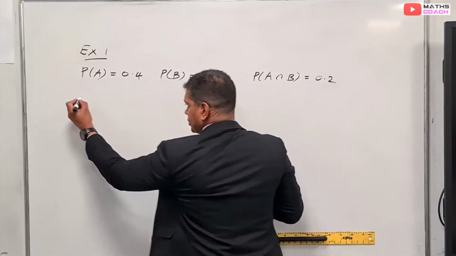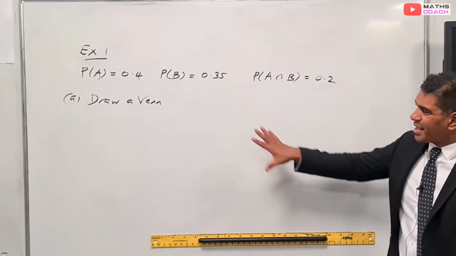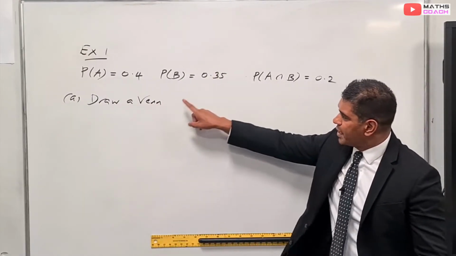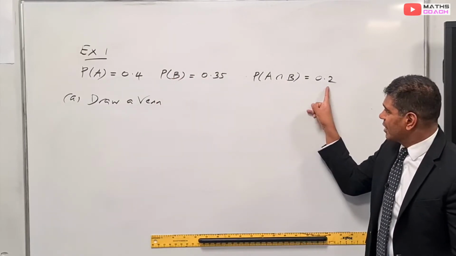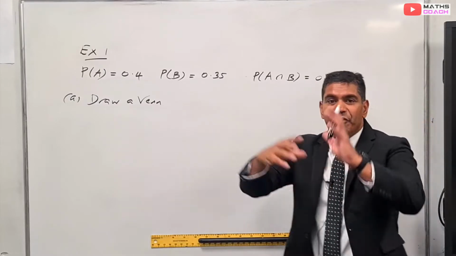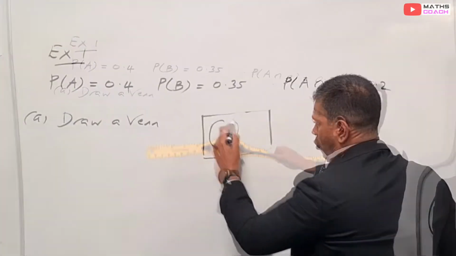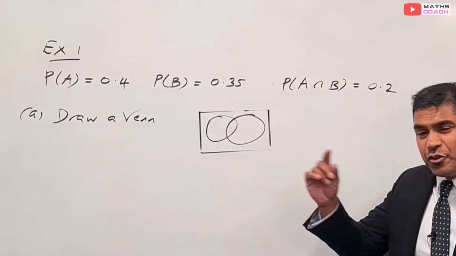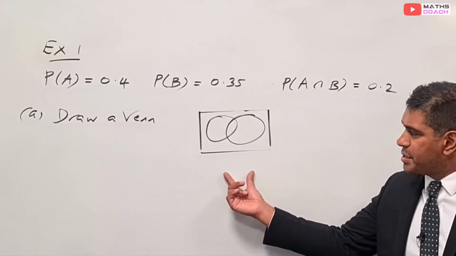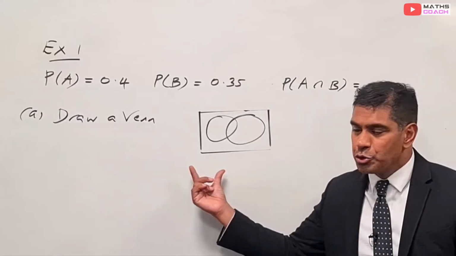So the first question is draw a Venn. Now that's not a difficult one. The reason being we've got two events, A and B, but this A and B is given. As soon as A and B is given, everything opens up. So we have events A and B. Now, if you remember before, we talked about the word independent. We'll talk more about that when we do a question.